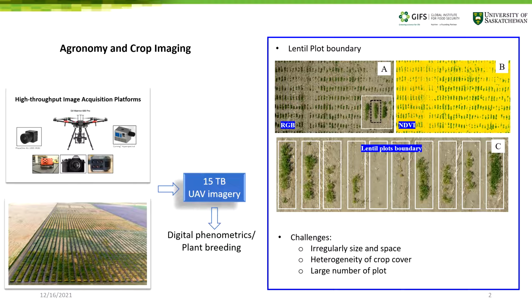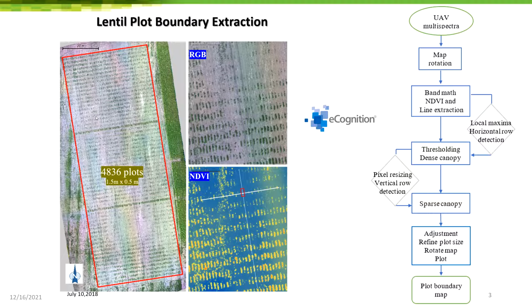So, our main aim in this study is to develop a workflow for plot extraction using UAV imagery. The input multispectral image was captured on July 10, 2018 using a DJI M600 UAV with a spatial resolution of 2 cm. The trial consists of nearly 5,000 plots. On the left, you can see an overview of the trial in RGB image and a subset in RGB and the NDVI. On the right is the major steps of the workflow.